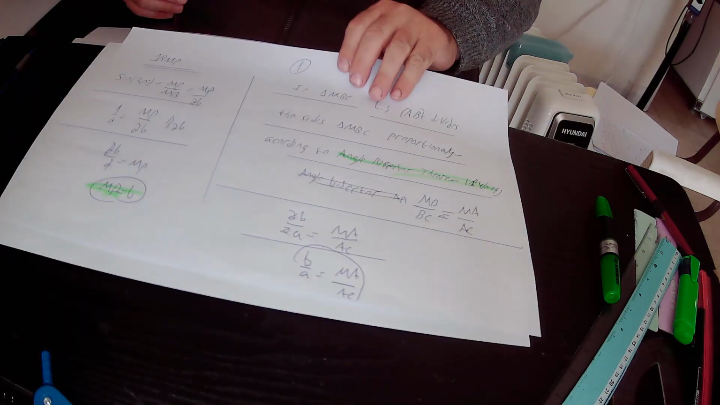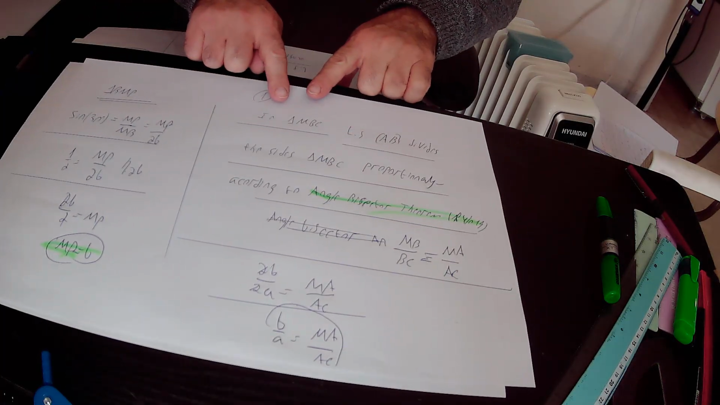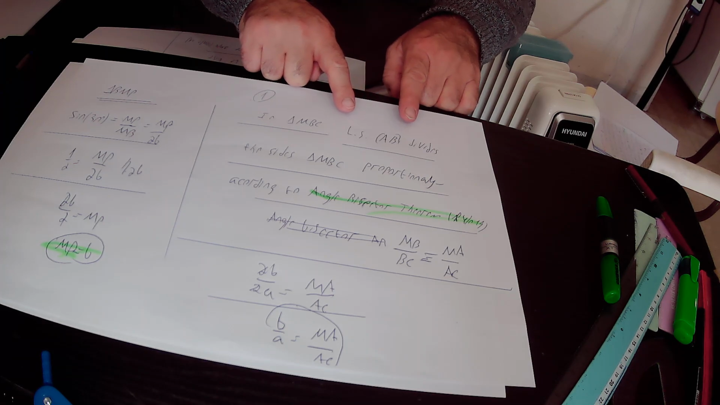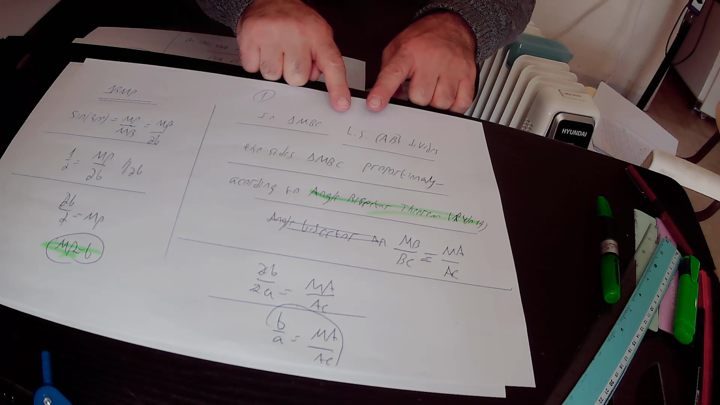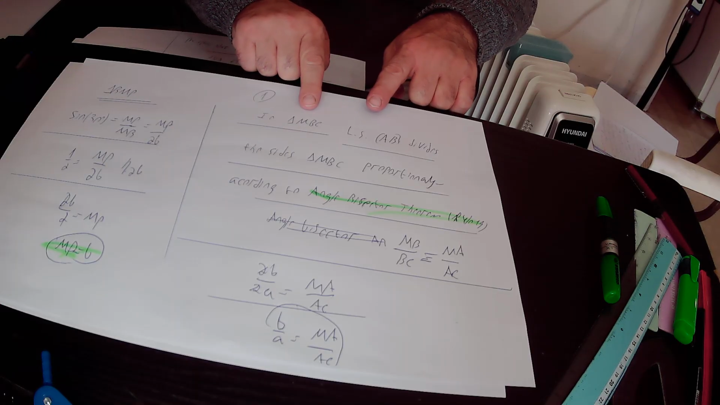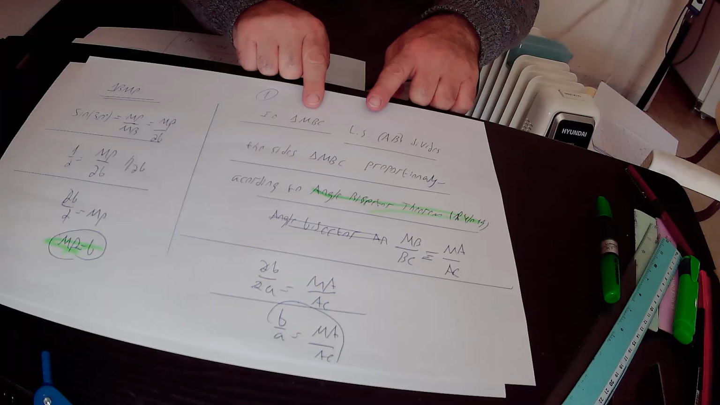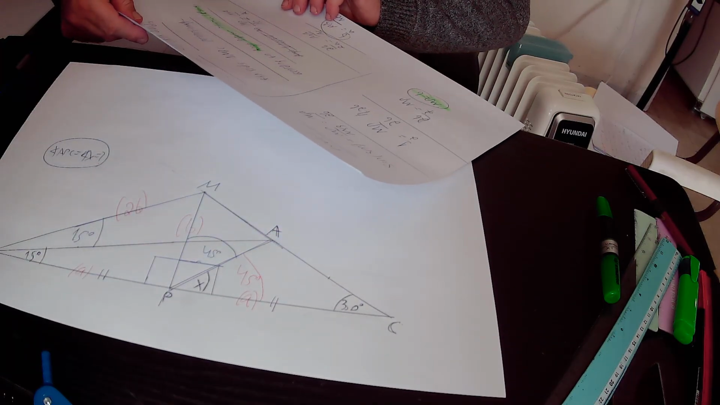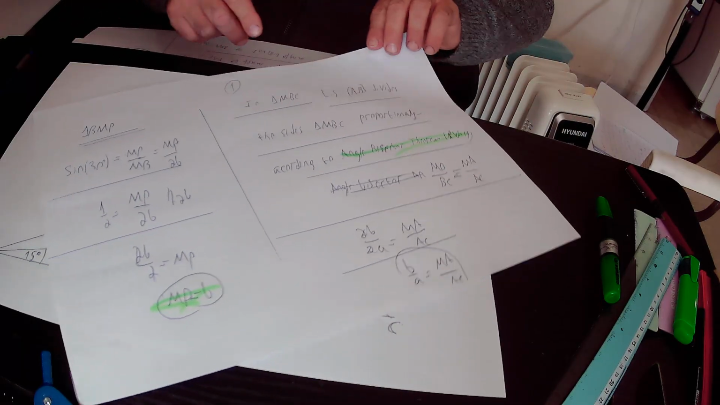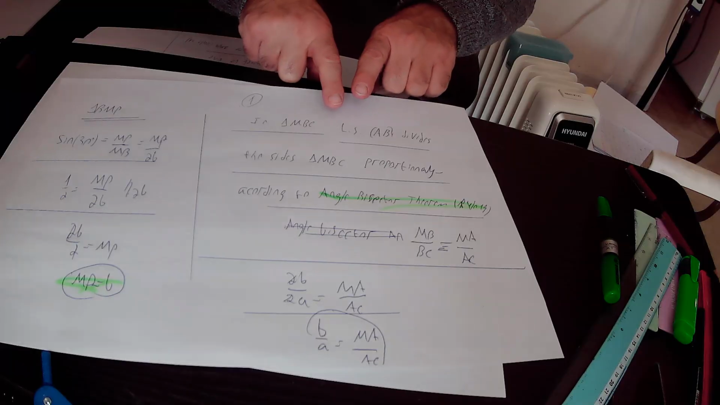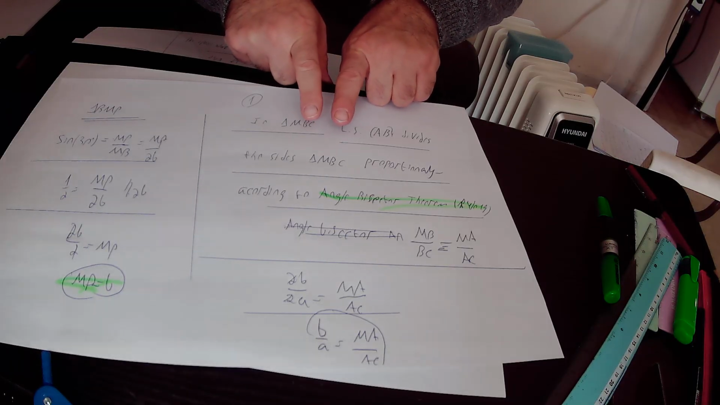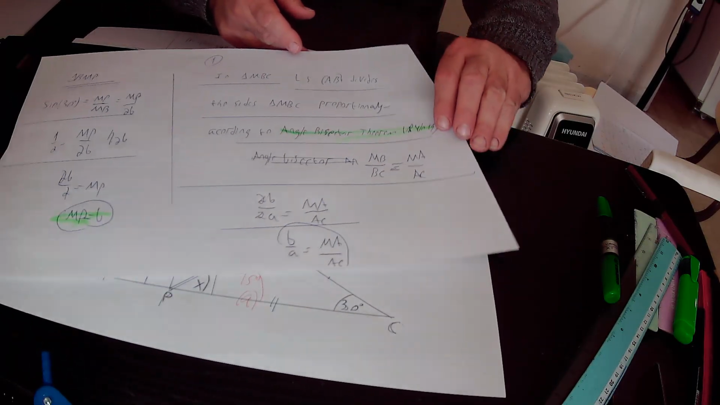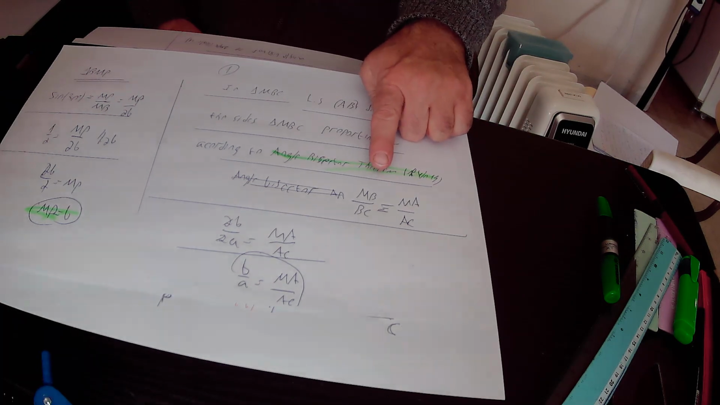Repeat again. In the associated triangle MBC, line segment AB, because AB is the angle bisector of the associated triangle MBC, divides the sides of triangle MBC proportionally. That is to say, MB over BC equals AM over AC.